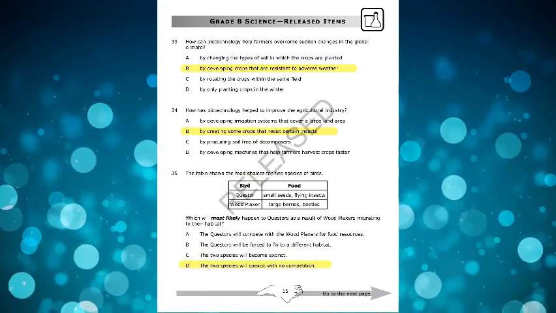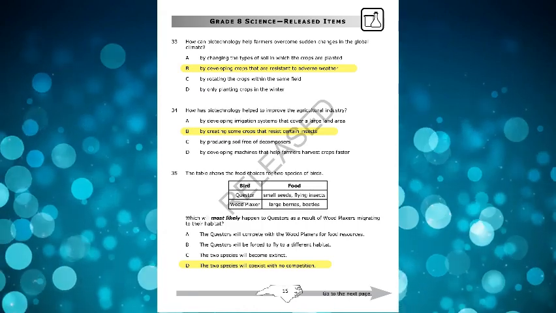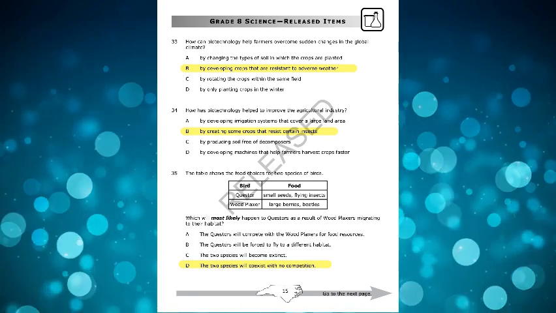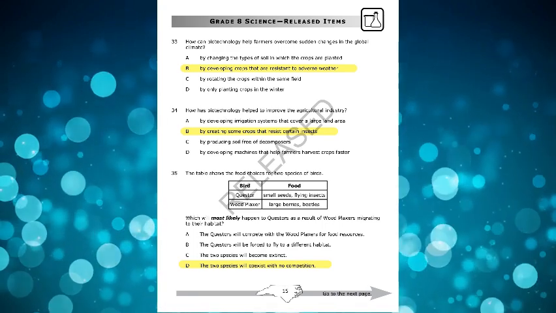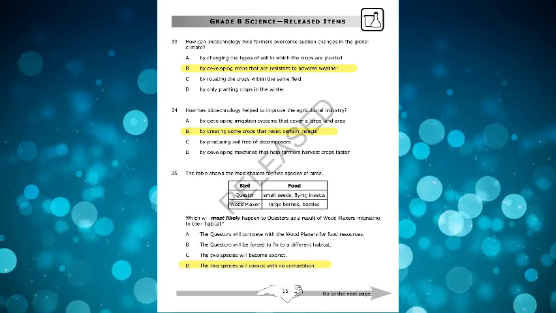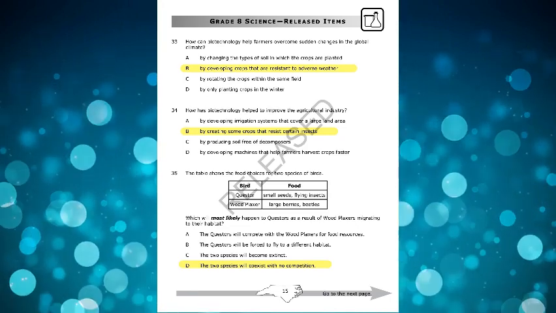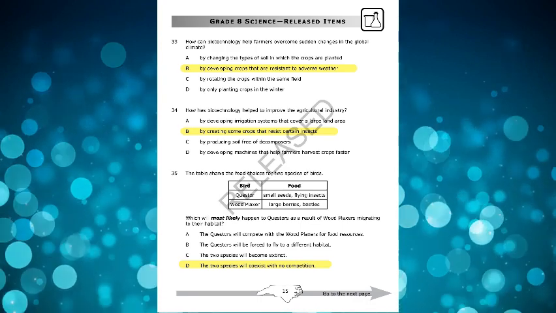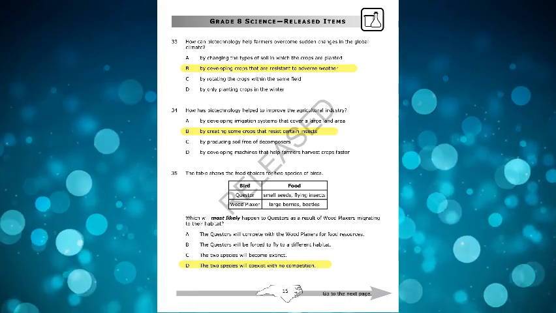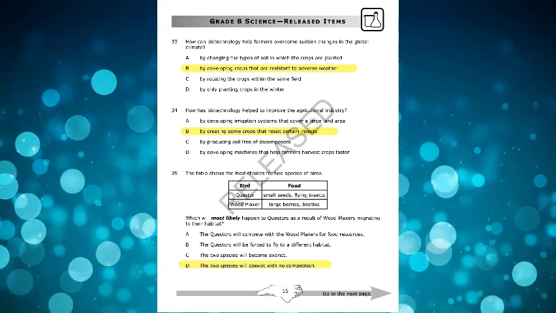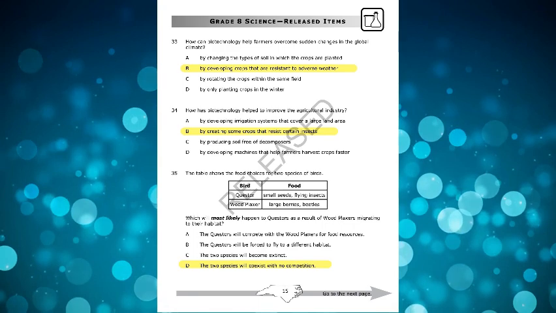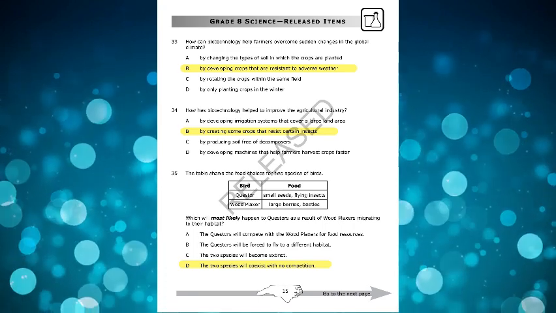So, how can biotechnology help farmers overcome sudden changes in the global climate? Well, we're looking for something that's going to help the plants not be affected when the weather changes. The only ones that look like they deal with weather would be B and D. D says by only planting crops in the winter. Well, that deals with weather, but that's not helping the plants deal with anything when the weather is not in a particular season. So B would be the best answer. By developing crops that are resistant to adverse weather, that would be the best one there.